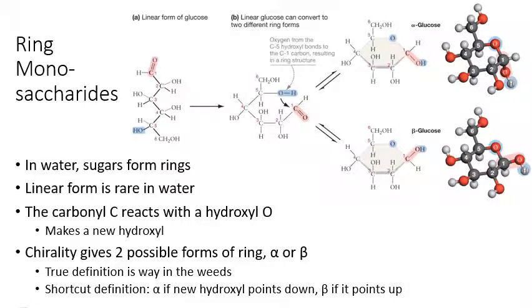The actual definition of the alpha ring versus the beta ring is more complicated than just whether the new hydroxyl group is pointing up or down. But for us, that's good enough because it's already complicated enough probably. So we're not going to worry about the full definition of it, but just for our purposes, if that new hydroxyl group is pointed down, that's the alpha version. It would be alpha glucose or alpha fructose or alpha whatever. And if the new hydroxyl group is pointed up, then that's the beta version of the ring, beta glucose or beta fructose or beta what have you.